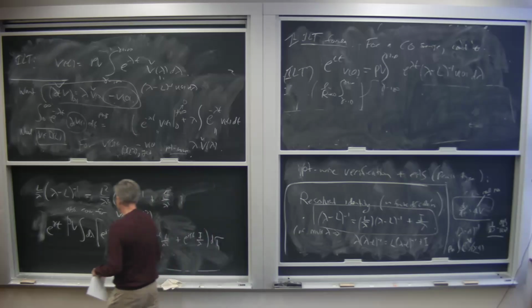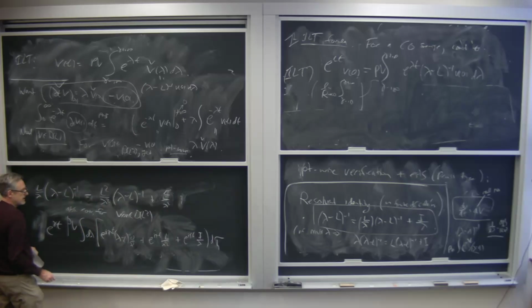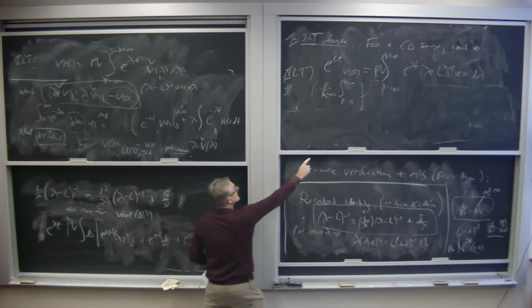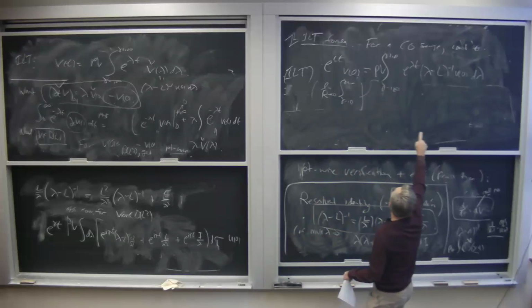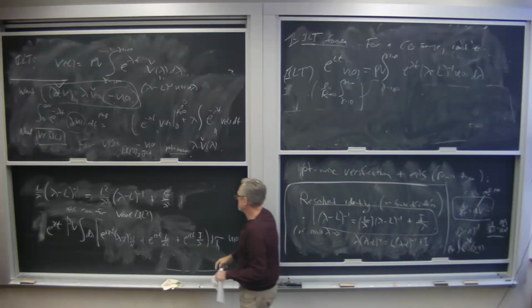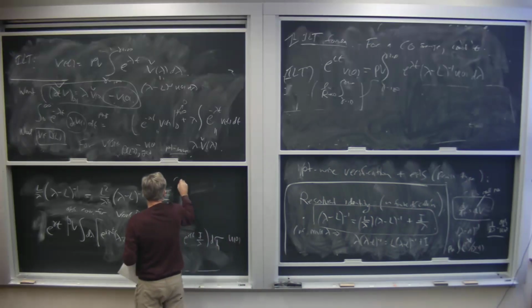Replace the formula into which equation? For the inverse Laplace transform, the formula up there, this one. I'm just rewriting it in terms of lambda equals gamma plus i tau.